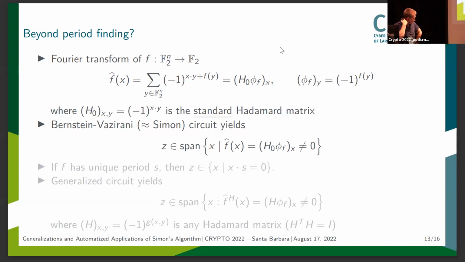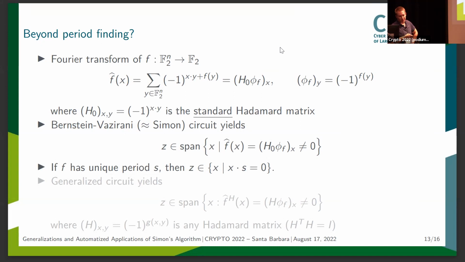But there, essentially, the circuit in the quantum attack yields a vector from the span of all the points that lead to a non-zero Fourier coefficient. And now, if we consider a function that is essentially as in Simon's promise, so there is a unique period S, then this vector is such that the inner product with the secret period is 0. So this is where this comes from, why this is close to Simon.